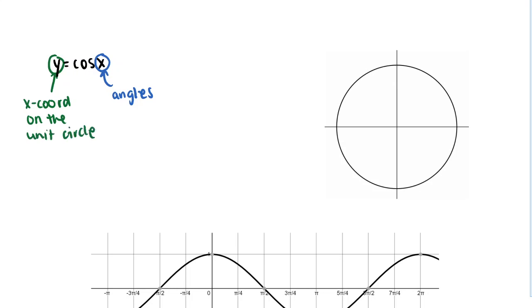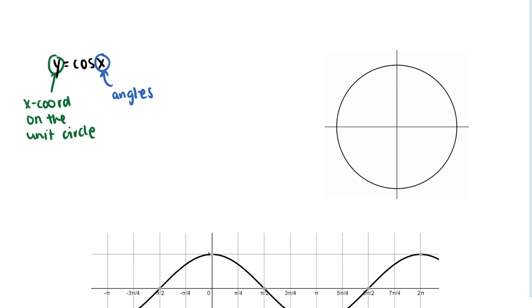And one thing I want to point out, just to really make sure we're not confused about this, is that I know we see a y variable there, but we usually use the y variable to represent the outputs of a function. And so here, that y variable is representing the output of our cosine function, but the outputs of cosine are x coordinates on the unit circle.